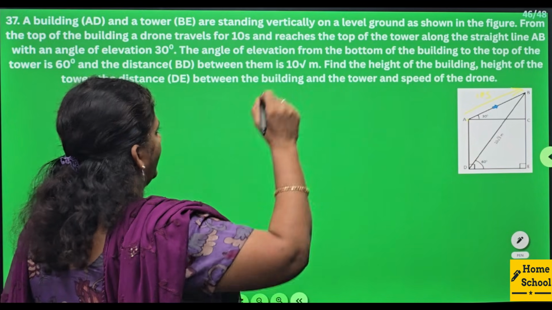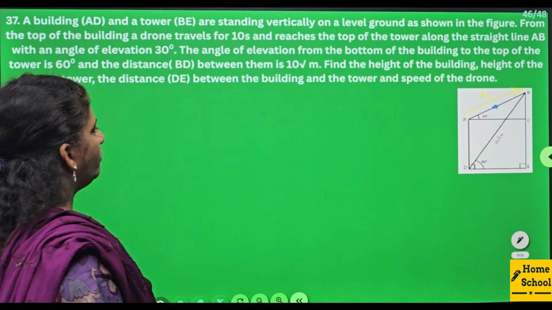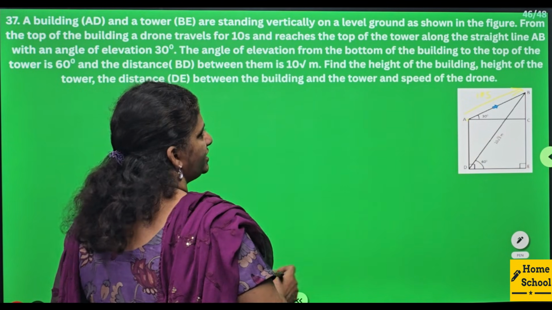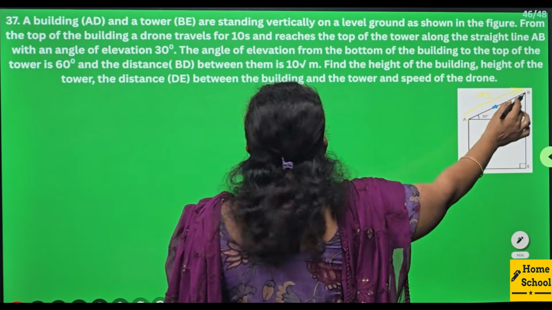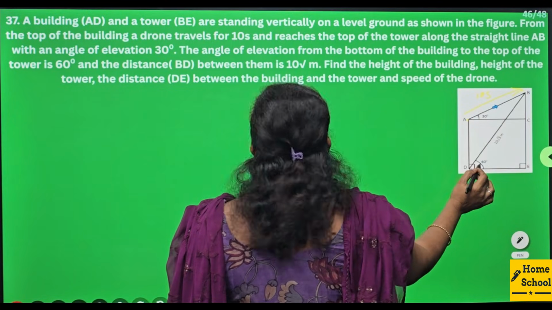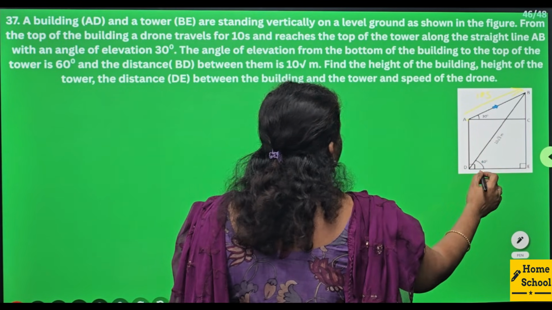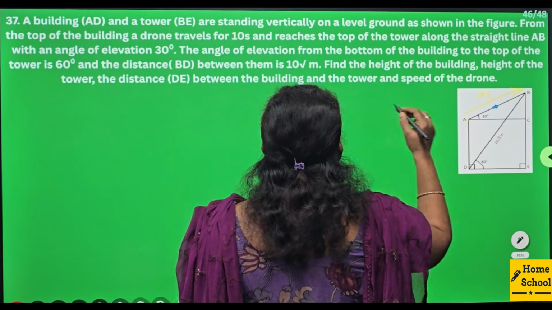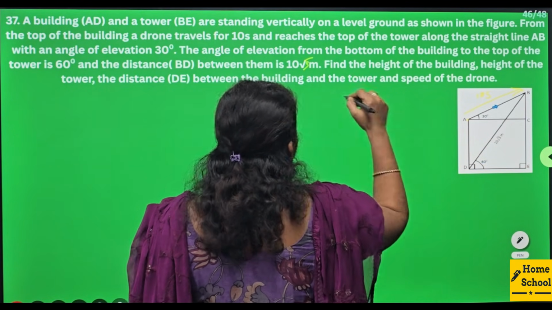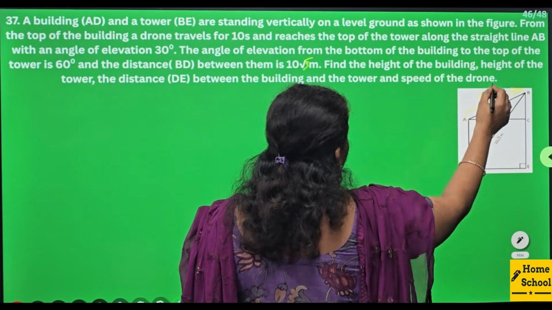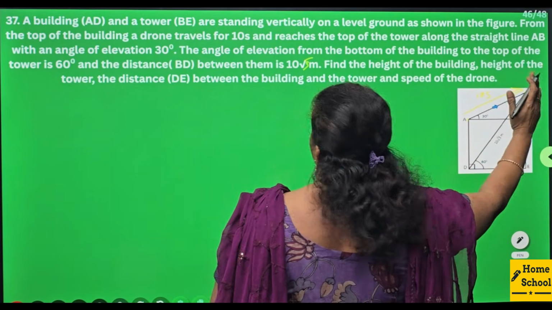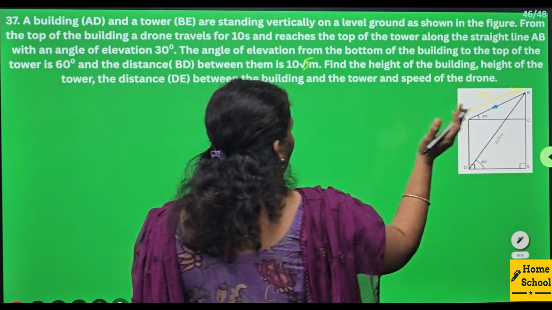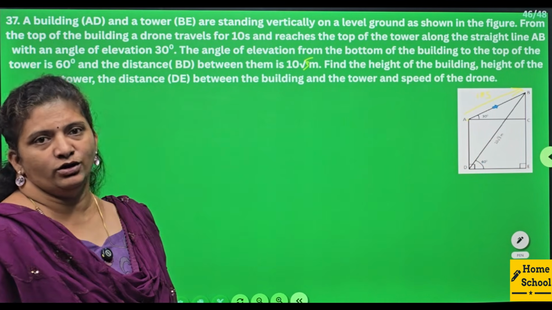Along the straight line AB with an angle of elevation 30 degree. Okay, the angle of elevation from bottom of the building to the top of the tower is 60 degree, and distance BD, what is this distance, is 10 root 3 meters. Find the height of the building, height of the tower, and distance DE between the building and the tower, and speed of the drone.